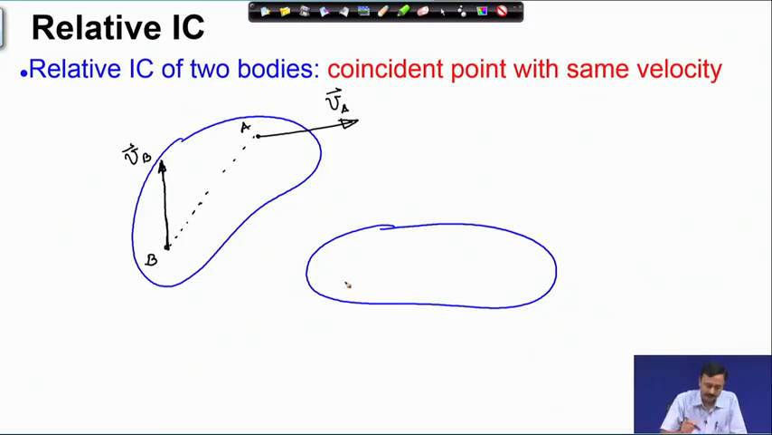Now, this body can have another point, let us say, let me call it D, with the velocity of point D, and another point E. Let me say that this must be the projection of the velocity of E along ED.